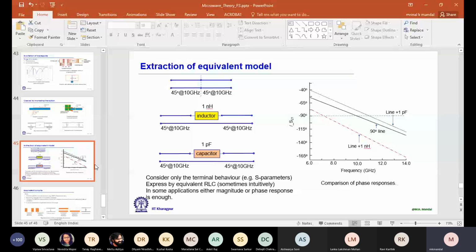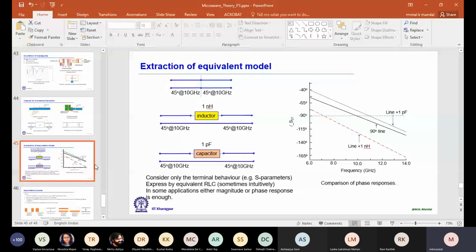So it is a tradition. That's why, if you just give the terminal behavior and try to represent it in terms of L and C, it becomes easier for us to understand. So this equivalent circuit is just for understanding the problem. Actually, the equivalent circuit may not have any relationship with what is actually happening inside the structure.